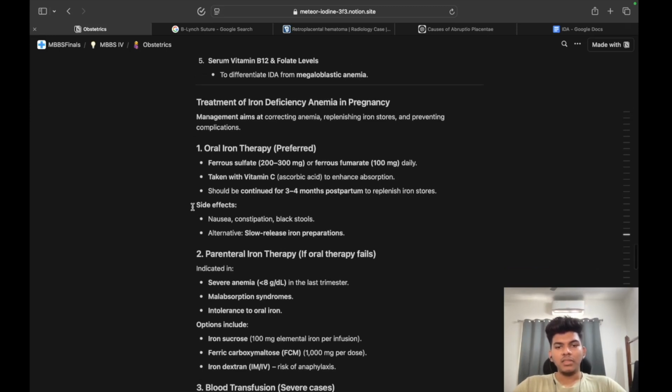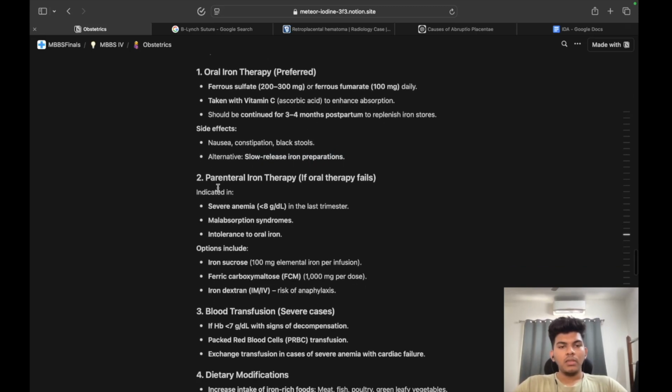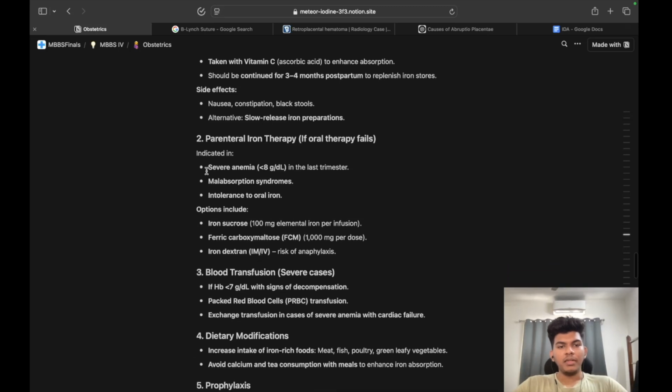Side effects: nausea, constipation, black stools, and alternatively we can use slow release iron preparations. So that is about oral iron therapy. Coming to parenteral, if oral therapy fails, we do parenteral, indicated in severe anemia, malabsorption syndromes, intolerance to oral iron. Severe anemia means less than 8 grams per deciliter in the last trimester.